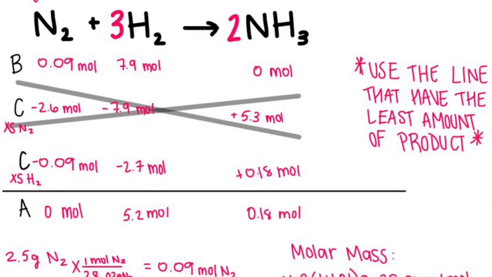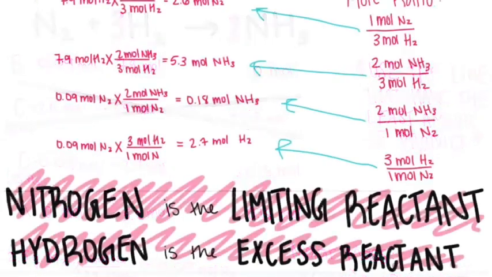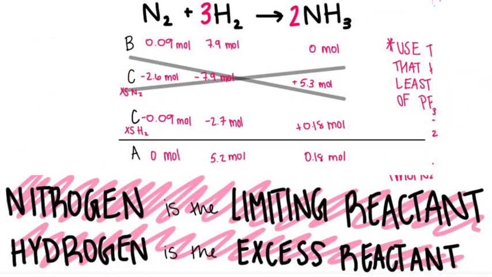For the first change, we assume that nitrogen is the excess, and for the second change, we assume hydrogen is the excess. We use the change that had the excess amount of hydrogen because it created the least amount of product. The reason we cross out the change with the excess of nitrogen is because the products are larger than the change of excess of hydrogen. Then we subtract the before products by the change of excess hydrogen products to get 0 moles of nitrogen, 5.2 moles of hydrogen, and 0.18 moles of NH3. After completing the table, we found that nitrogen was the limiting reactant and hydrogen was the excess reactant.